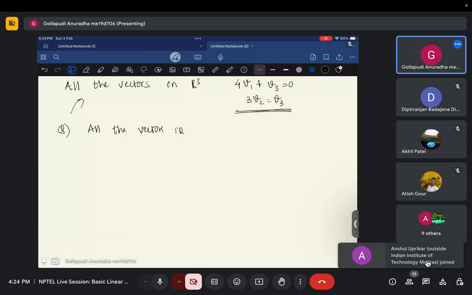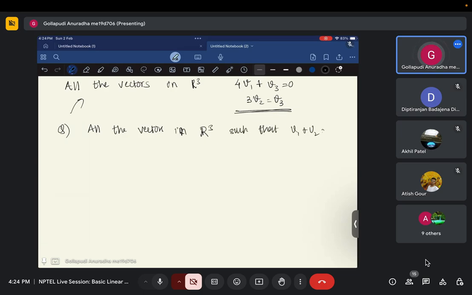In R3, consider vectors such that v1 plus v2 is equal to 0. The set of vectors with this constraint, will they form a vector space or not? That is the question. If yes, then what is the dimension? Dimension is equal to the size of the basis, and what are the bases?